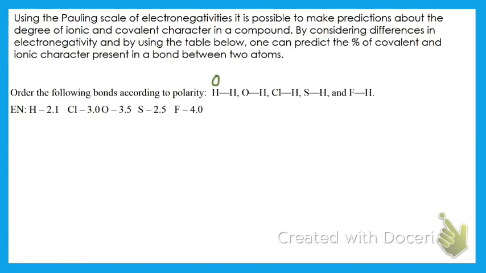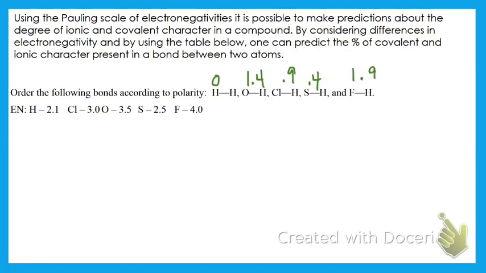The OH difference is, oh, wait, never mind. 1.4. I'm just going to list them above. The HCl difference is going to be 0.9. And then the SH. And then the FH.